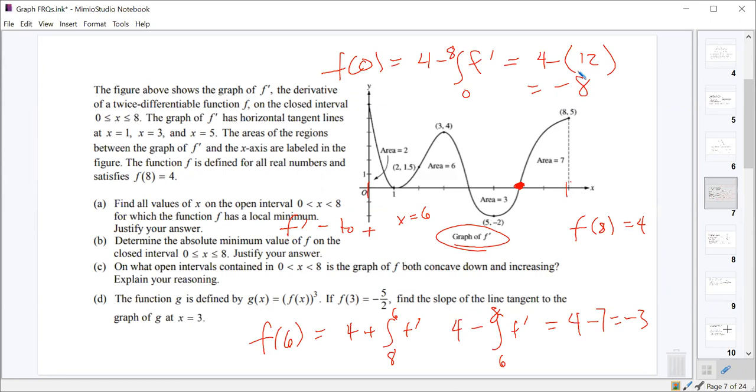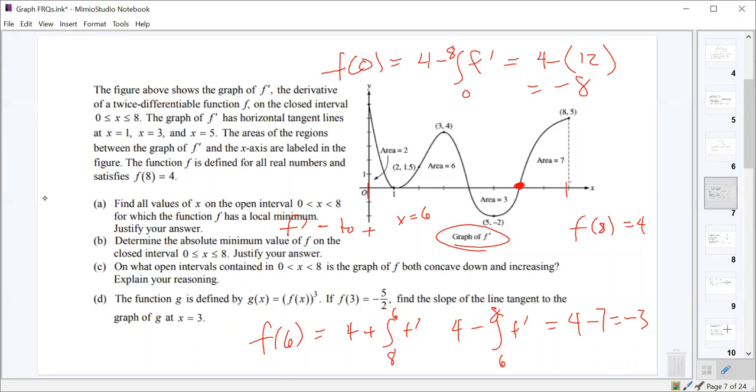And that was worth 3 points. The first one was worth 1 point, and that was worth 3 points. 1 for checking x equals 0 and x equals 6, 1 for the right answer, and 1 for showing the other values were more than. Does that make sense to everybody? Zoom, you good with part B?